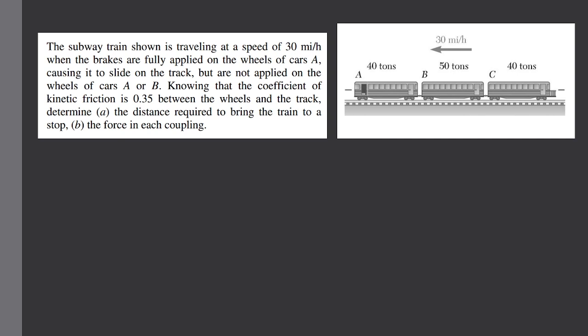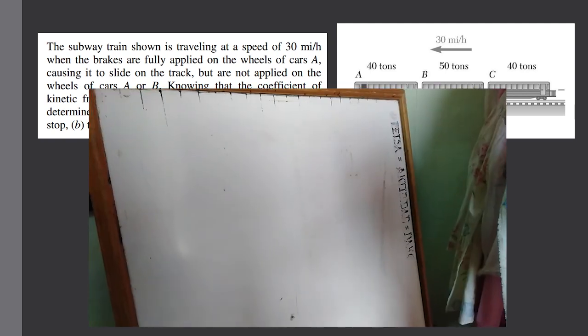The subway train is traveling at a speed of 30 miles per hour when the brakes are fully applied to the wheels on car A, causing it to slide on the track, but are not applied to the wheels of cars B or C. Knowing that the coefficient of kinetic friction is 0.35 between the wheels and the track, determine A, the distance required to bring the train to a stop, and B, the force in each coupling.